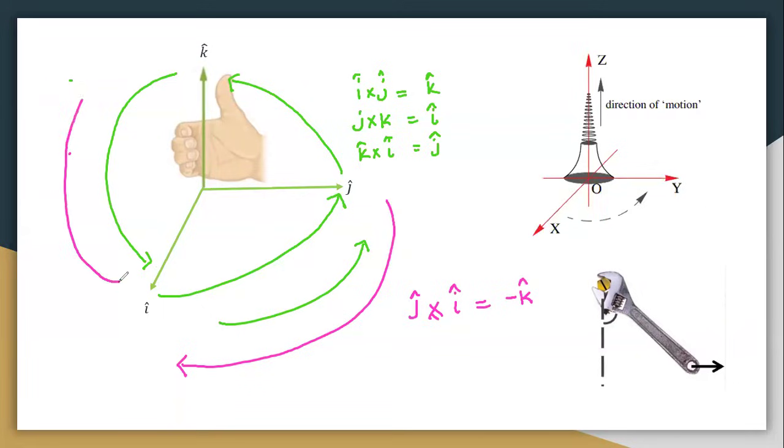Members, what about when I have I and I cross it with K? Which direction do we get? Very good. Here we shall instead get negative J. What about when I have K and I cross it with J? Which direction shall we have?